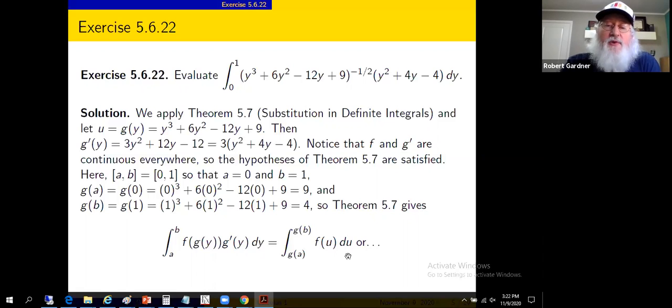rewrite it in terms of U's following Theorem 5.7. So on the next page, we'll have an integral from G of A, that's 9, up to G of B, which is 4. The f function is the -1/2 function. I don't think we stated that just yet. And U will be as defined here.